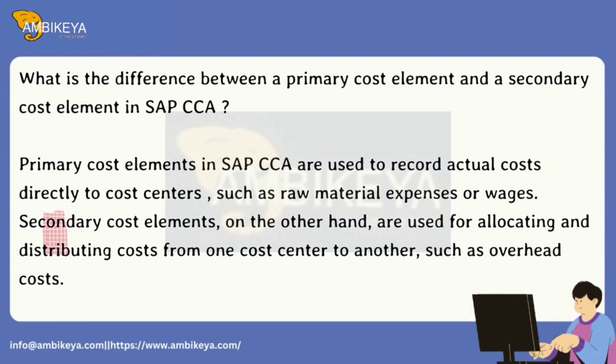What is the difference between a primary cost element and a secondary cost element in SAP CCA? Primary cost elements in SAP CCA are used to record actual costs directly to cost centers, such as raw material expenses or wages. Secondary cost elements, on the other hand, are used for allocating and distributing costs from one cost center to another, such as overhead costs.